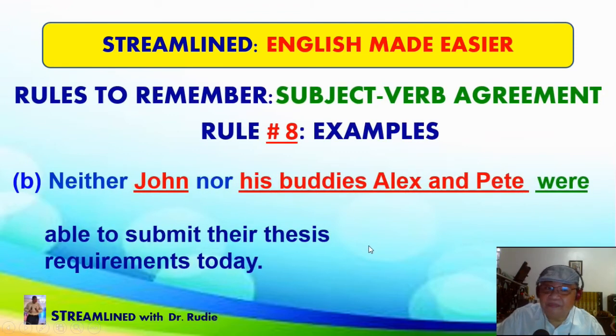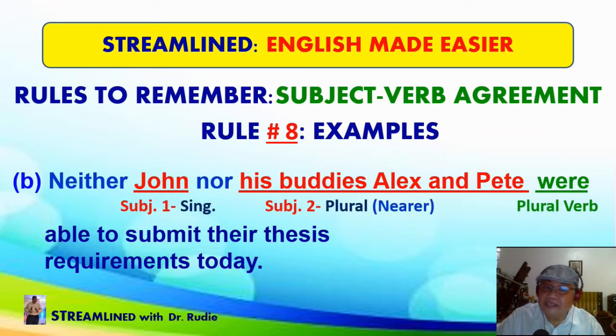Here's another one. Neither John nor his buddies Alex and Pete were able to submit their thesis requirements today. John is singular. His buddies Alex and Pete, plural. And these two subjects are connected by the correlatives neither and nor. The nearer subject is plural, so our verb must be plural as well.